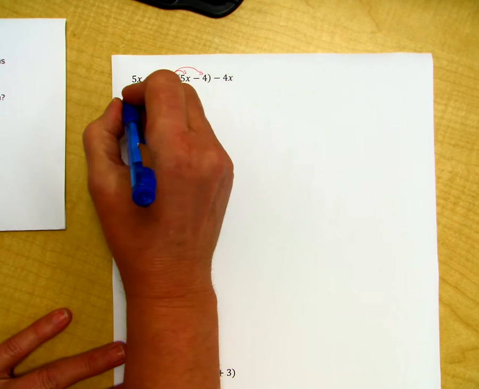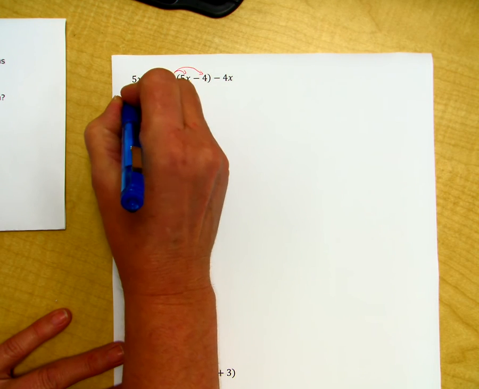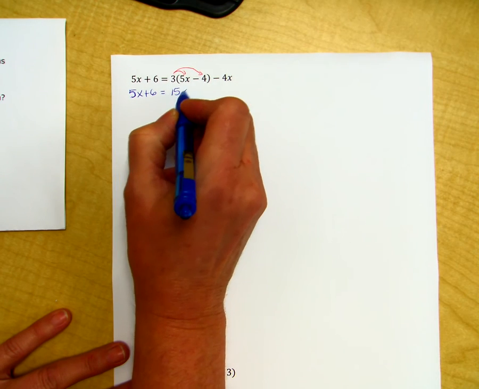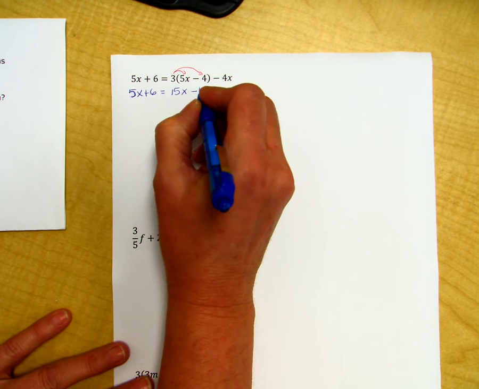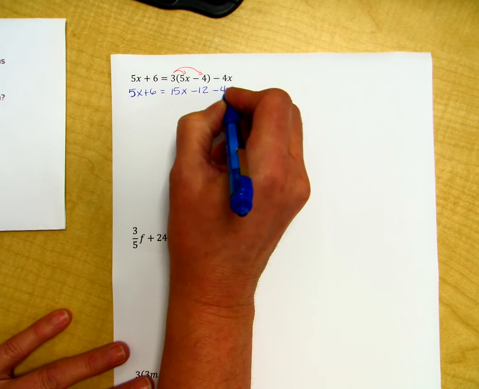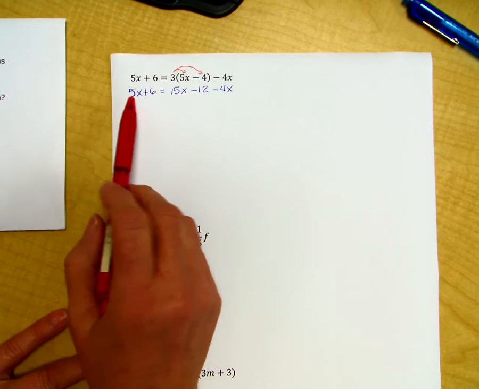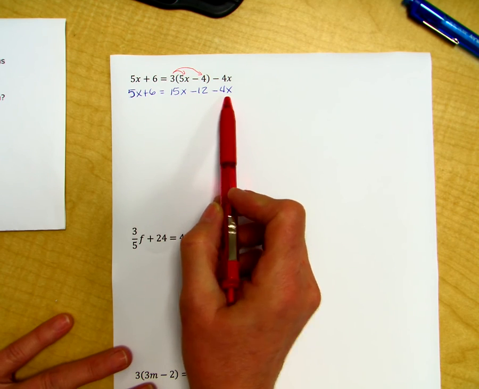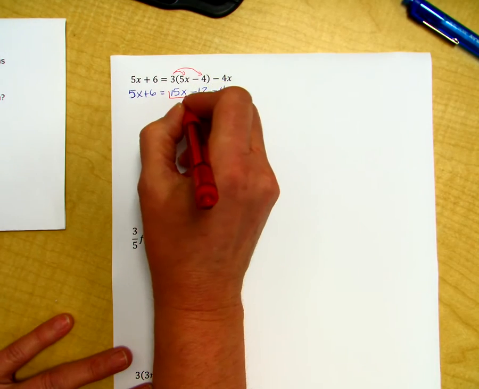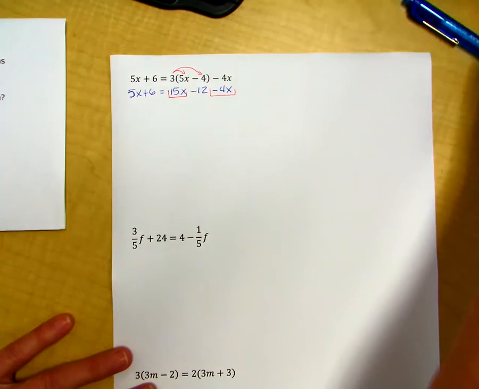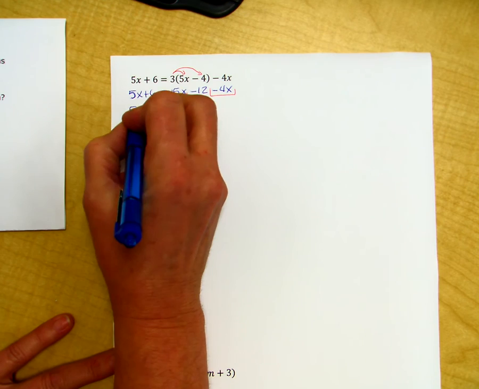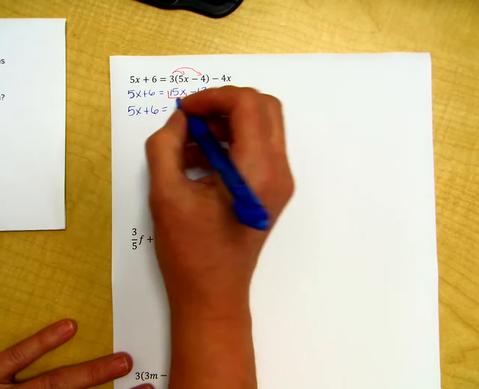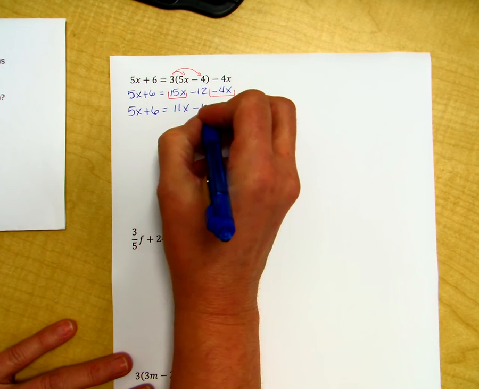When we apply this, we end up with 5x plus 6 on the left-hand side. And then we have 3 times 5x and 3 times negative 4, and we bring down the 4x. On the left-hand side, of course, things are already simplified, but on the right-hand side, we still need to combine the like terms of 15x and negative 4x. So we end up with 5x plus 6 equals 15x minus 4x is 11x minus 12.